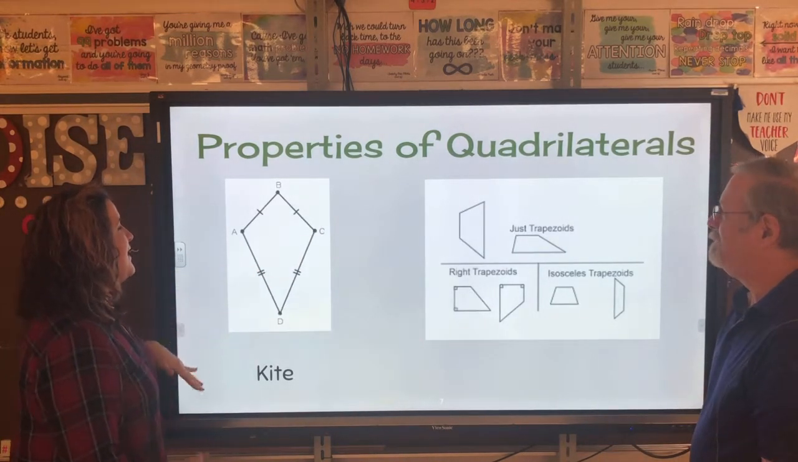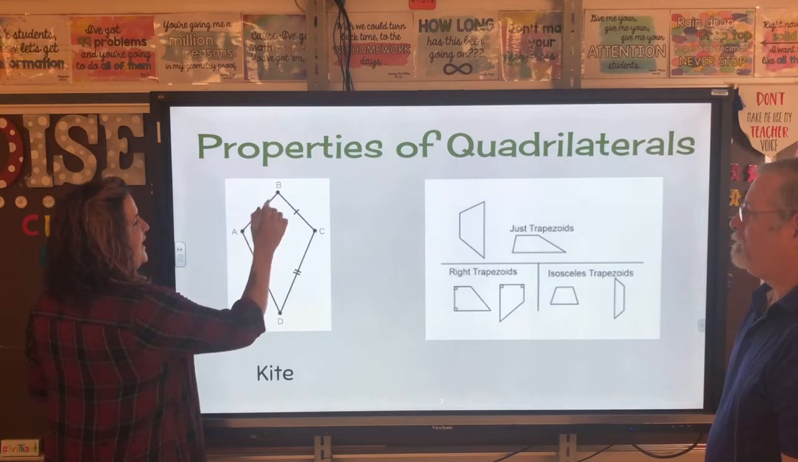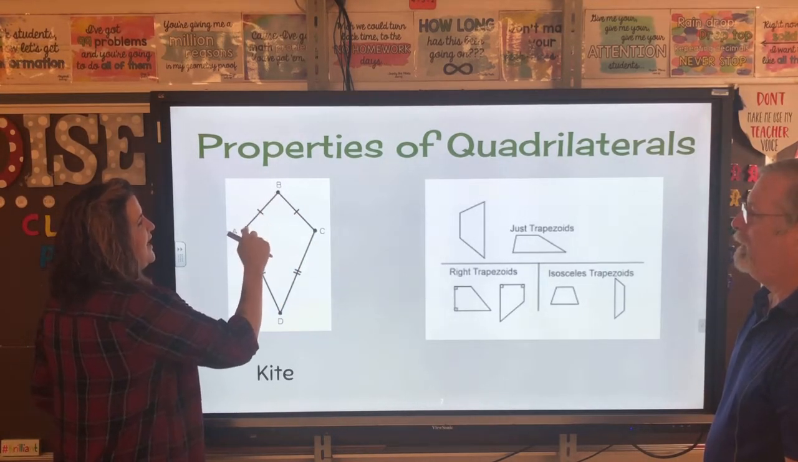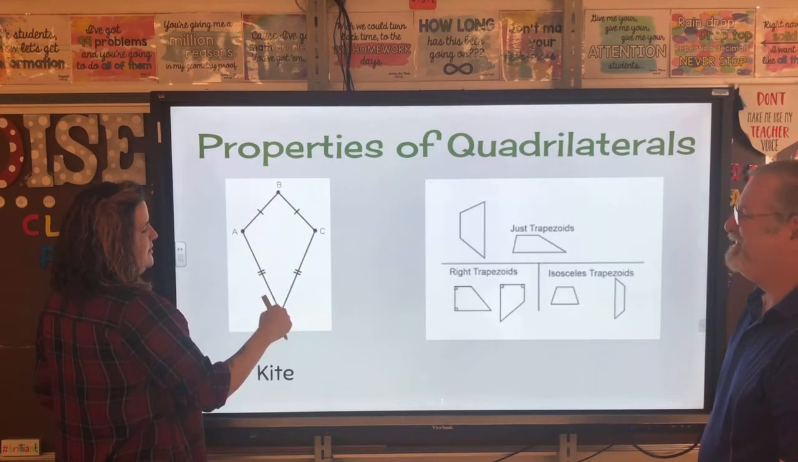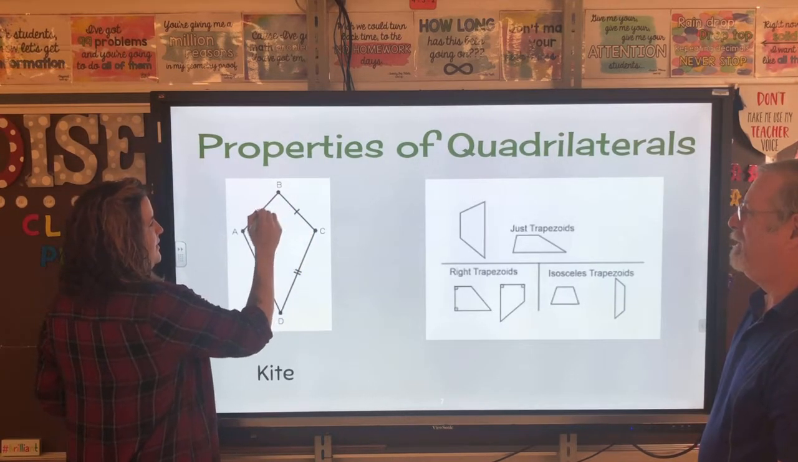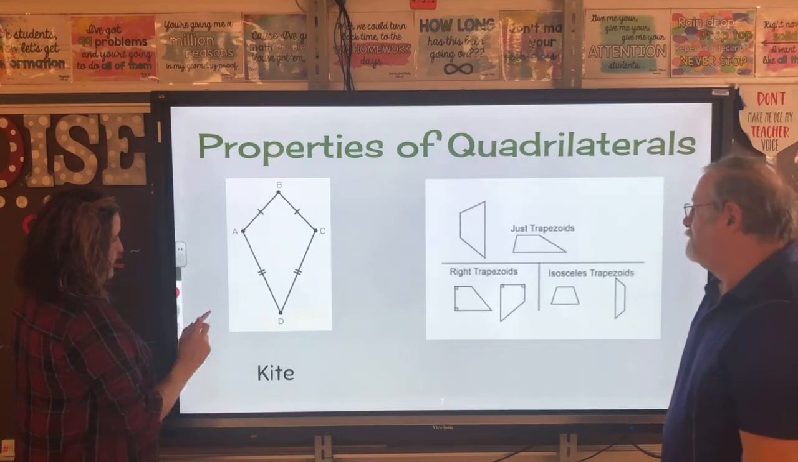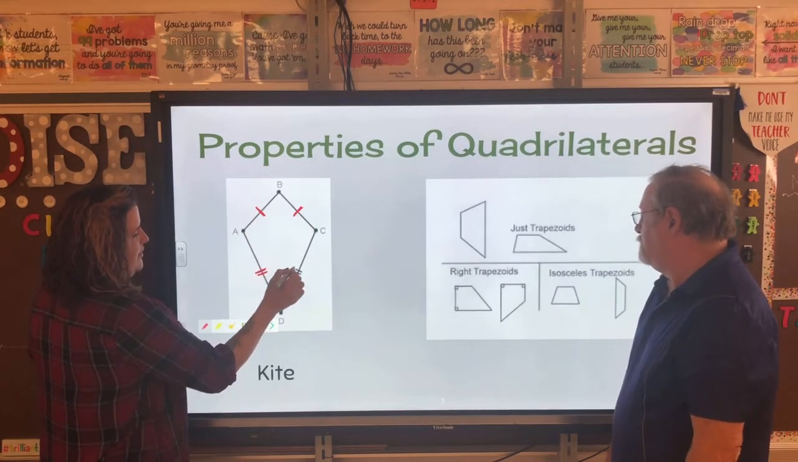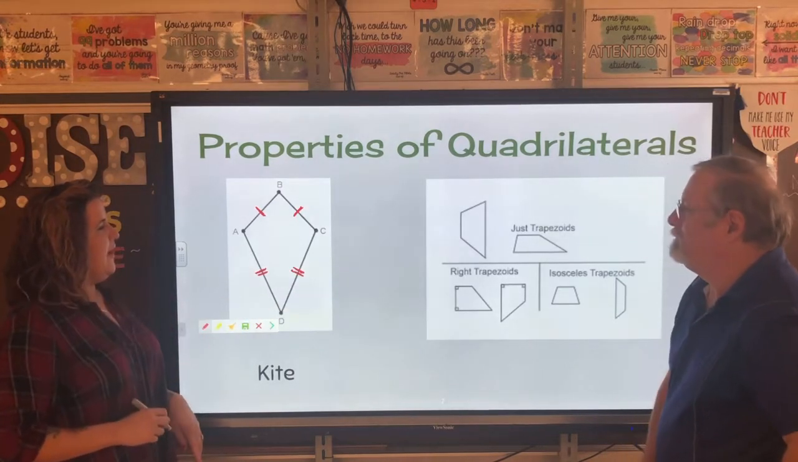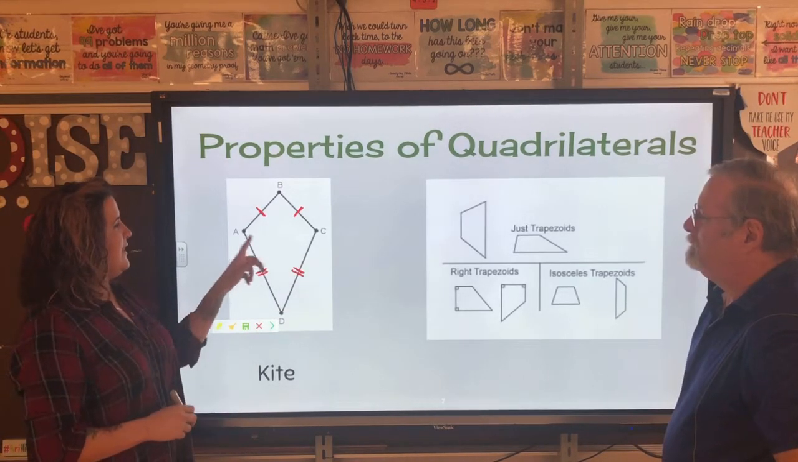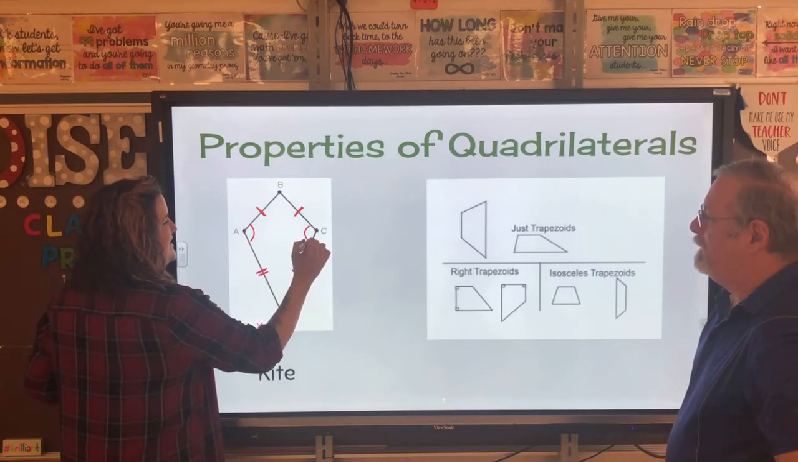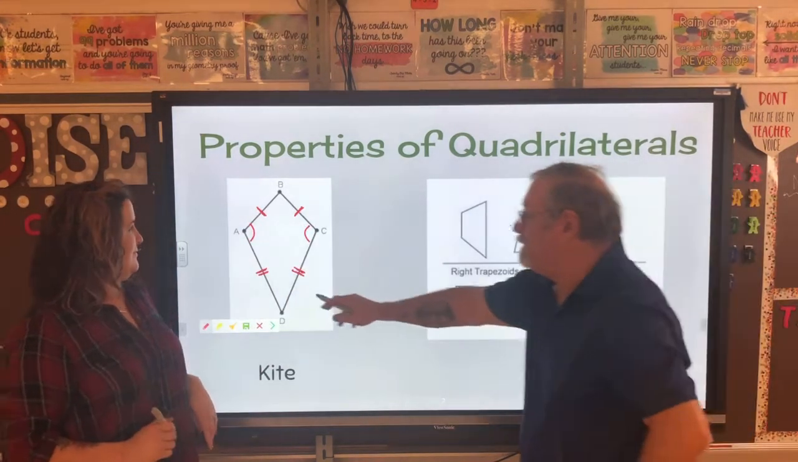What's special about a kite is that adjacent sides, which share the vertex, are congruent. So the top, this one, oh, I don't have a little pen thingy. So this one is congruent to this one. And then these two long ones down here are congruent to those two long ones down there. Oh, and then aren't these ones congruent? Yes. So this one is congruent to this one, and this one is congruent to that.